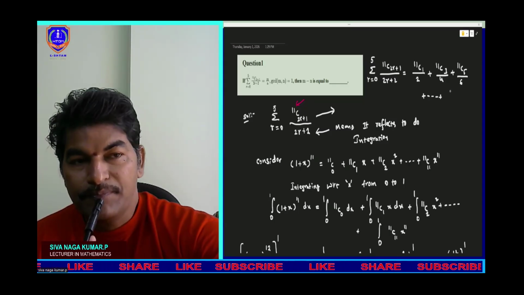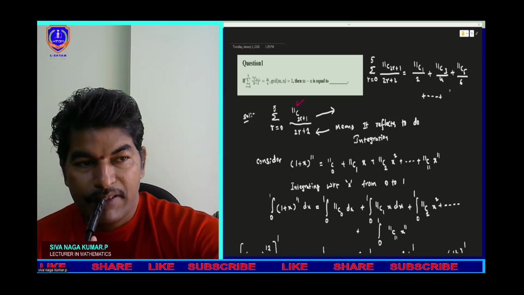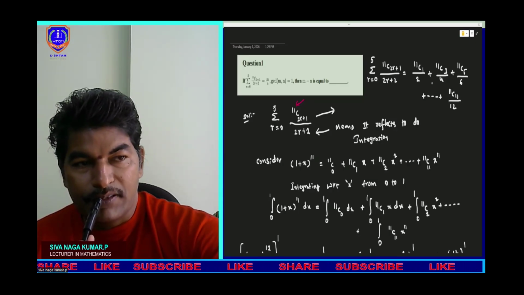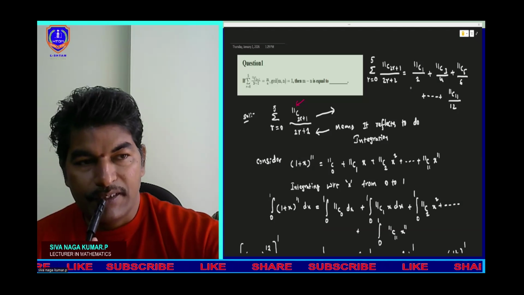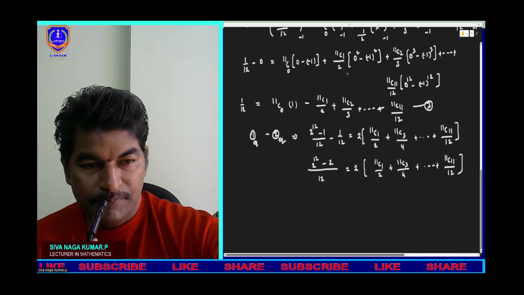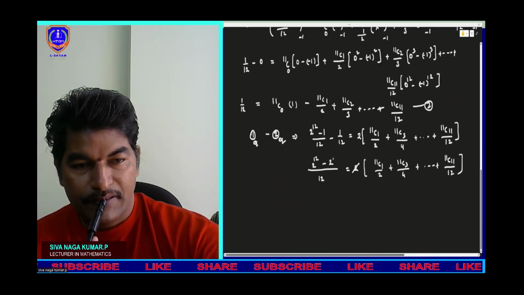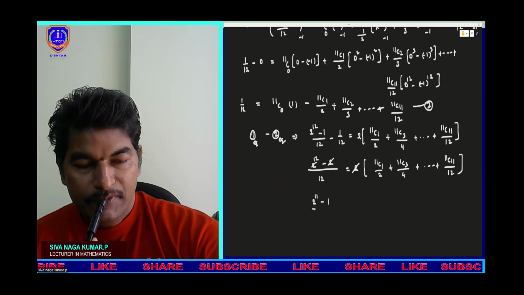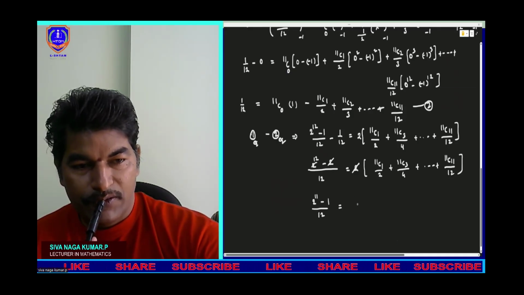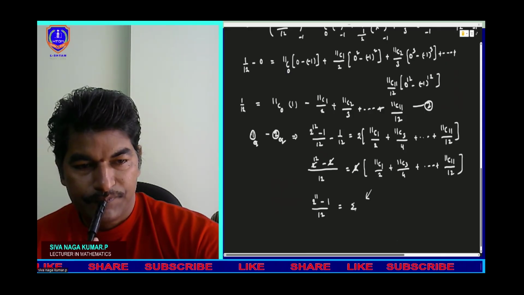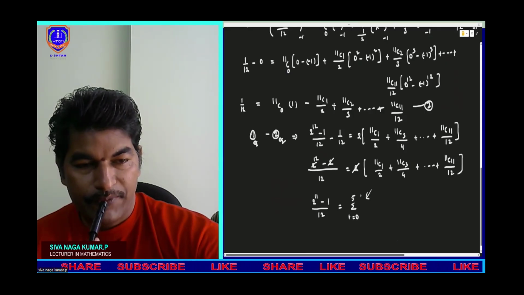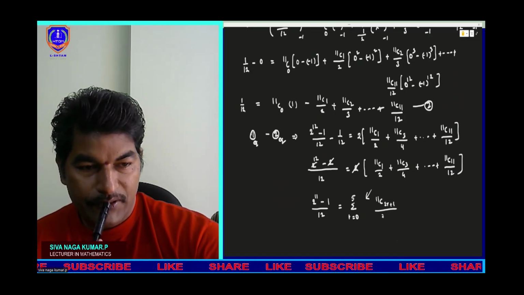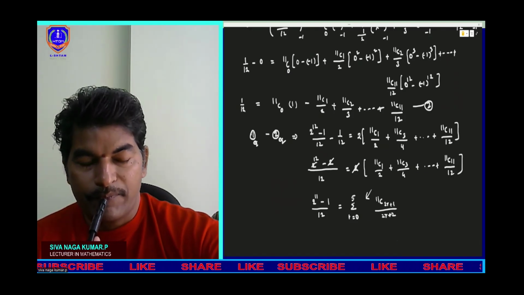What is the last number? r is 5, right? 2r plus 1 is 11. So 11C11 upon this is 12. So this we already saw here. And here you can cancel this 2 one time. 2 power 11 minus 1 by 12 equal to sigma r is equal to 0 to 5, 11C(2r plus 1) divided by (2r plus 2). Okay, this is the problem.